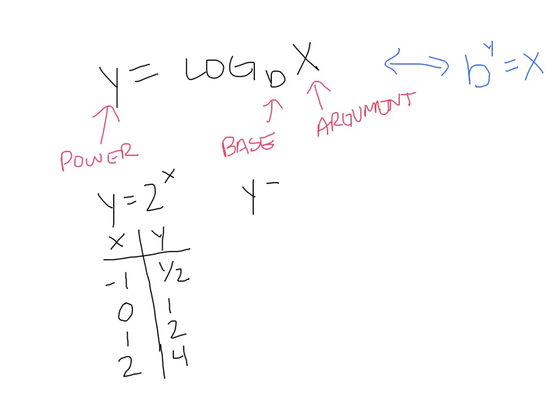Now let's look at log base 2 of x. Now what we're doing is we are looking for the powers. We're not getting the powers, we're getting arguments. So the log base 2 of, let's start with 1/2. What is the power that makes 2 into 1/2? It's -1.